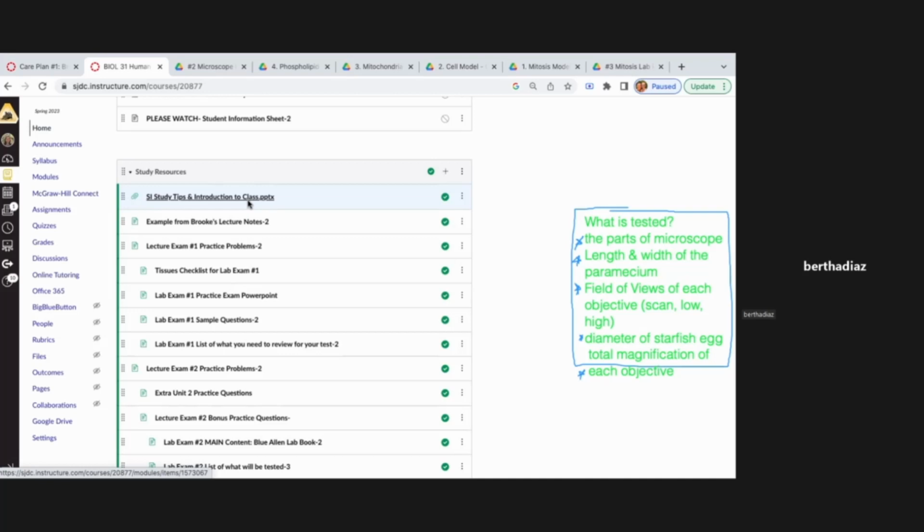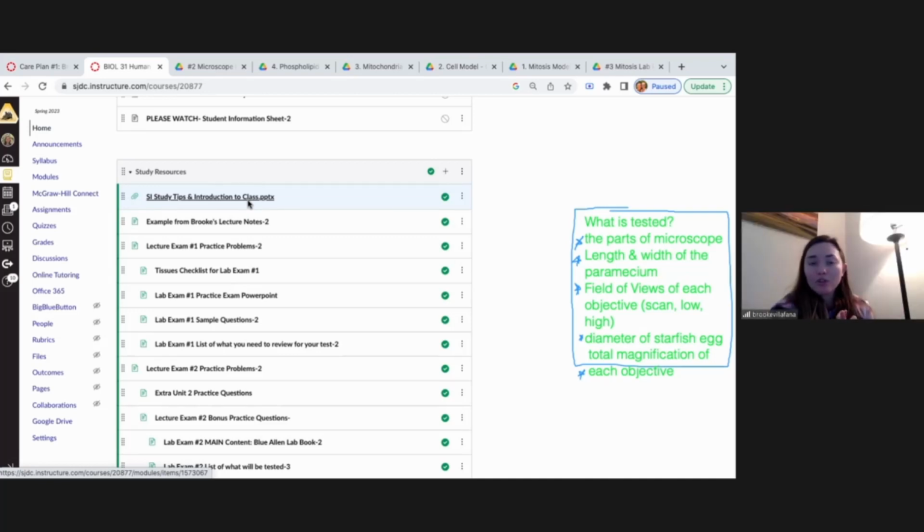So if you want to know what to do this weekend, go to the modules, do everything in the modules up to Monday's date, and watch all of your lectures and take all of your notes, and then that'll get you on track for Monday.